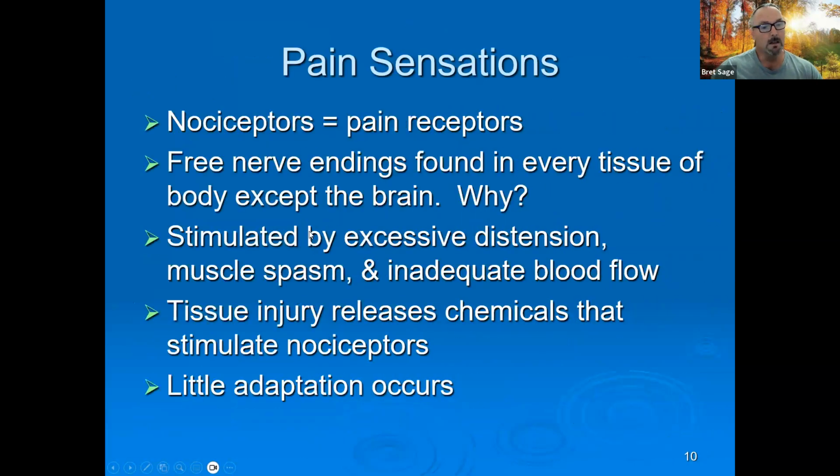Pain. Okay. Nociceptors are the pain receptors. They are free nerve endings found in every tissue of the body except the brain. And the question is, why not in the brain? Well, it turns out that the brain is the one place that's completely isolated from external sensation. It's really just a computer, a processor. It's not supposed to sense anything. Your brain doesn't sense anything directly.